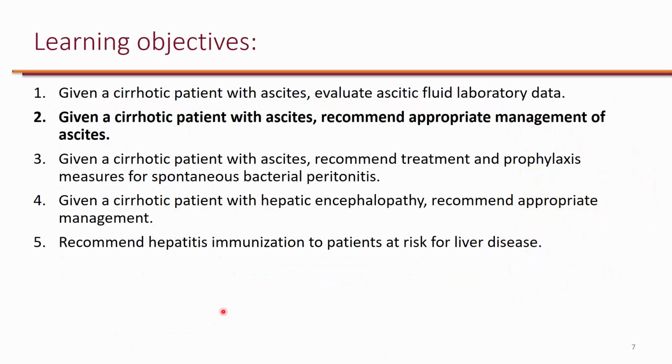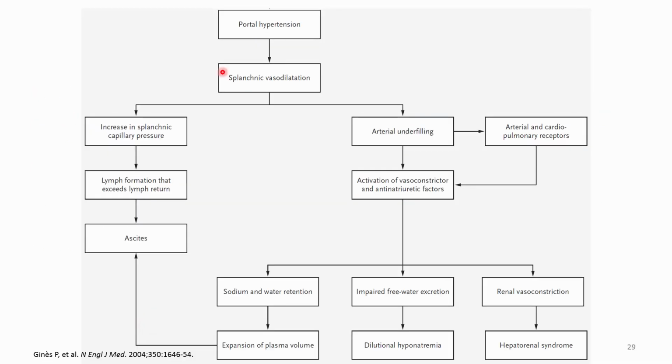The next learning objective is, given a cirrhotic patient with ascites, recommend appropriate management of ascites. So once portal hypertension, when you get these changes in physiology, as I mentioned, vasodilation makes these arteries to be leaky. So increase in capillary pressure results in lymph formation that exceeds lymph return, and then these fluids collect in the peritoneal space.